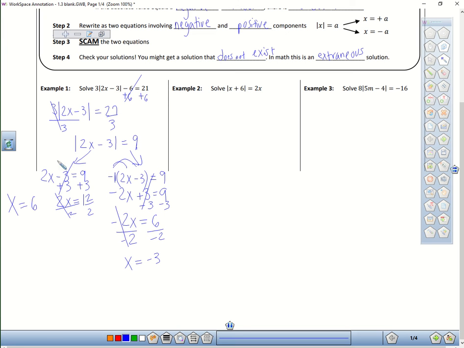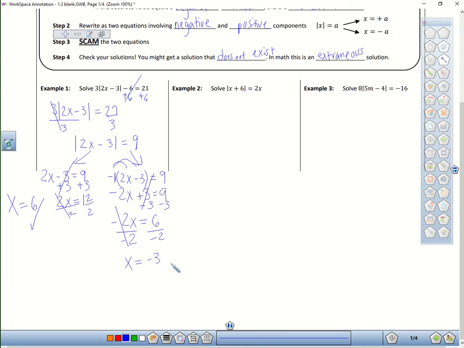So let's try it. We're plugging in 6 here. So 2 times 6 is 12. 12 minus 3 is 9. The absolute value of 9 is 9. 9 times 3 is 27. 27 minus 6 is 21. So this solution works. So I plugged it in and I verified that it equals 21.